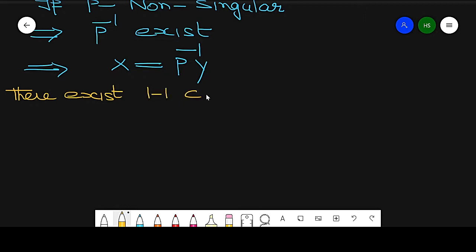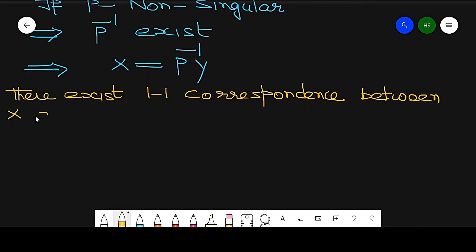1-1 correspondence between X and Y. It means Y determines the value of X and X determines the value of Y. So it means there exists 1-1 correspondence between X and Y.